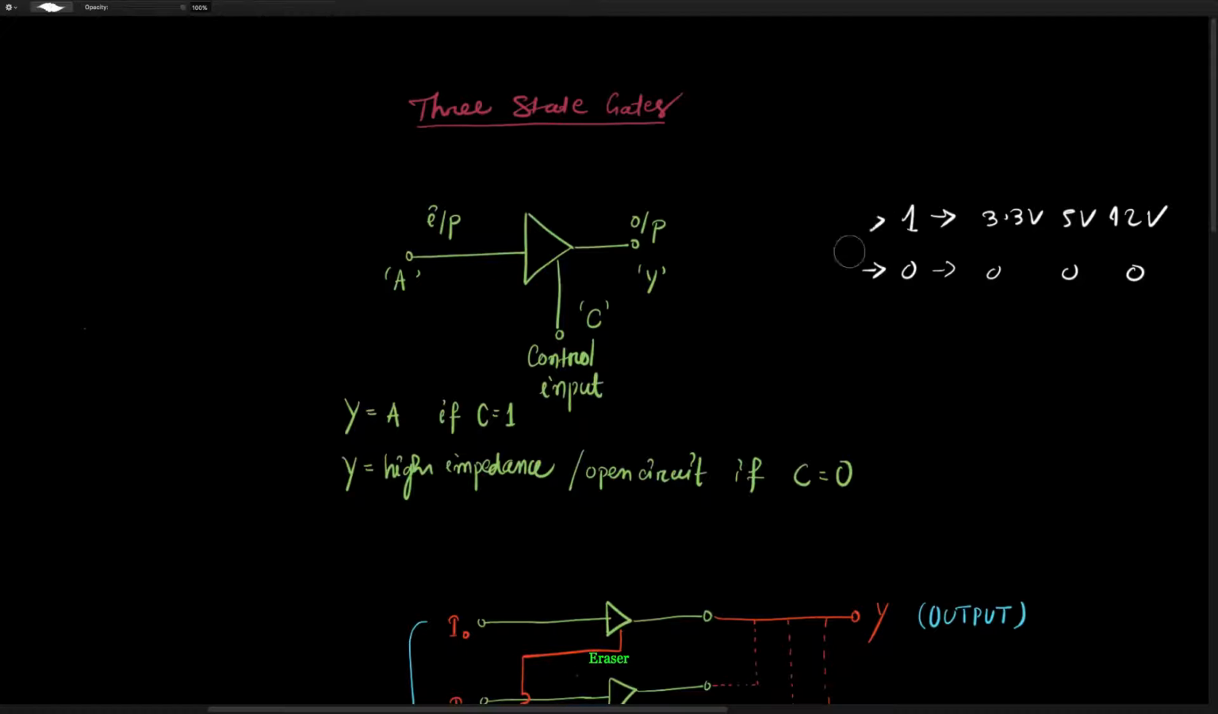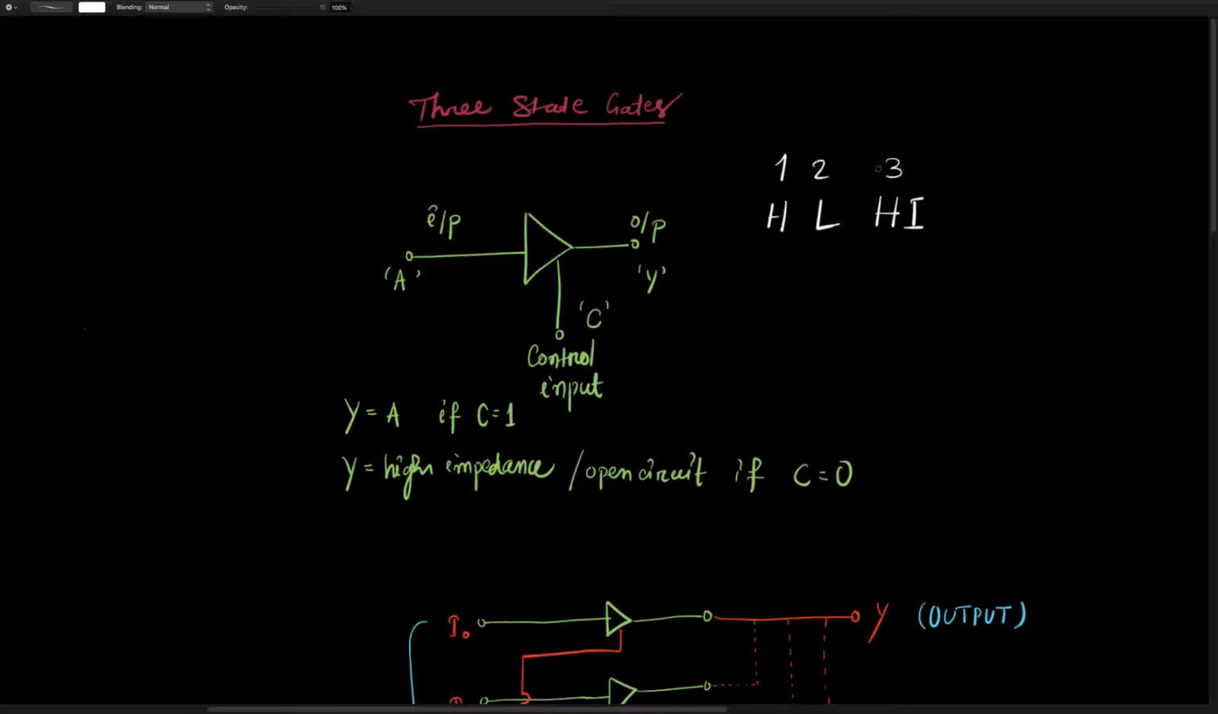But in a three-state gate, along with logical high and logical low, we also have a high impedance state. This is the third state of a three-state gate, and that's exactly why we call it a three-state gate.